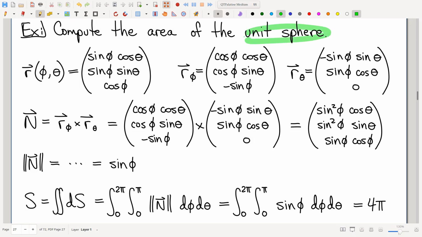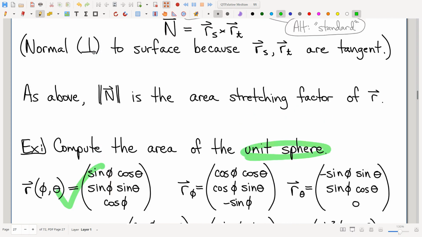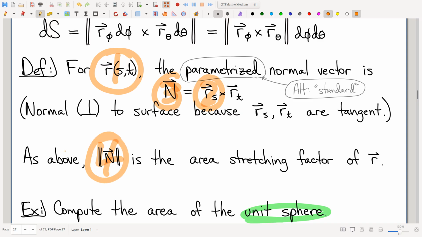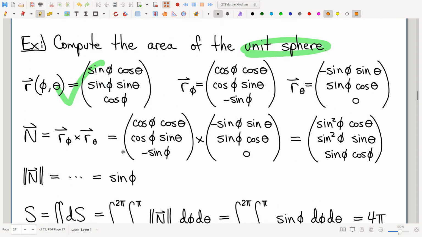Unit sphere. Here's the parameterization. The way I compute the stretching factor, well, apparently I'm going to have to compute the magnitude of N. N is a cross product of the partials, and the partials come out of the parameterization, right? So I'm going to have to first parameterize, second take the partials, third take the cross product, fourth compute the magnitude. It's a multi-step process, but that's just what it is. That's what the formula says that we've just derived.